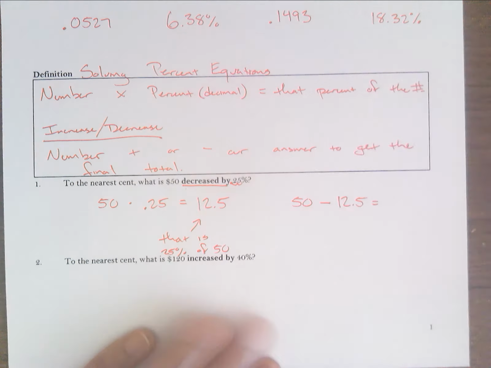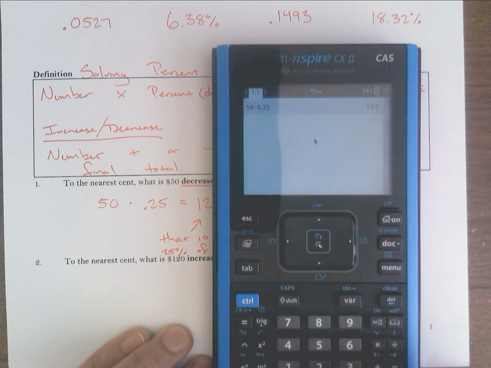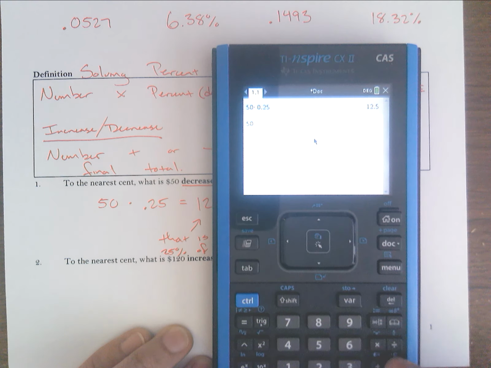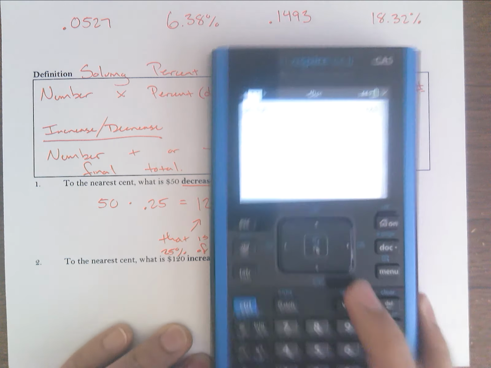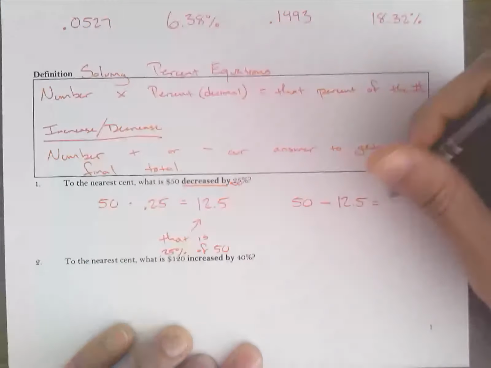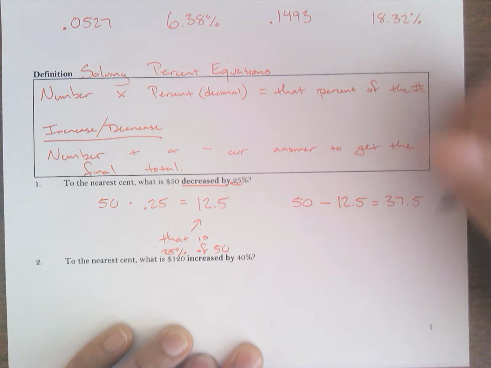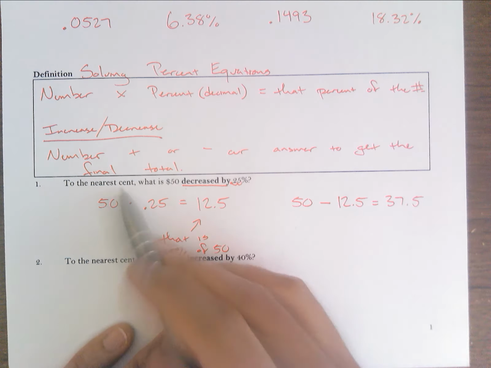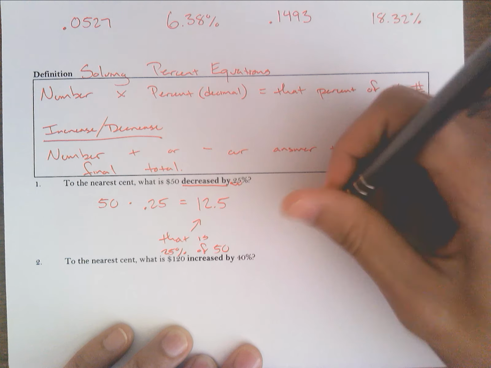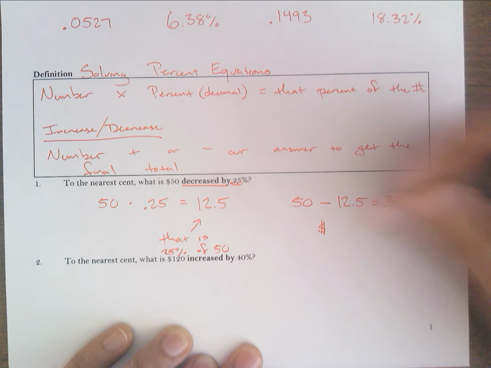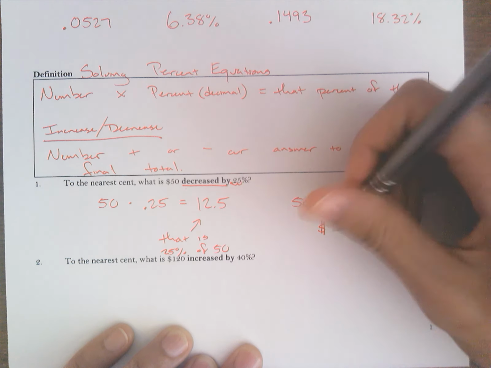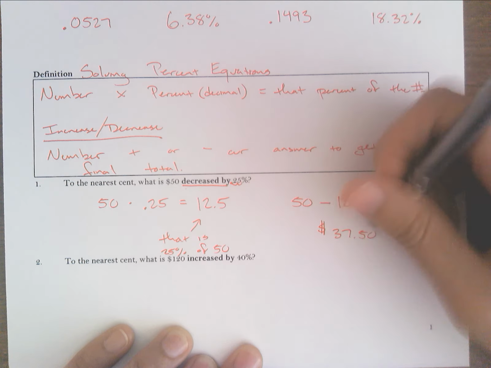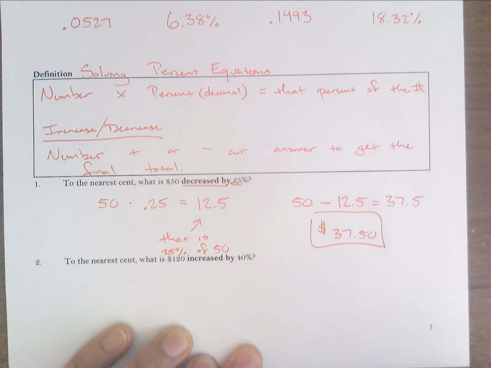So if you were to subtract that, we'd have 50 minus 12.5 gives us 37.5. So this is 37.5. And because we're talking about money to the nearest cent, we're going to write that using a dollar sign and go out 2 decimal places, to the hundredths place. So we have $37.50 is a 25% decrease from 50.